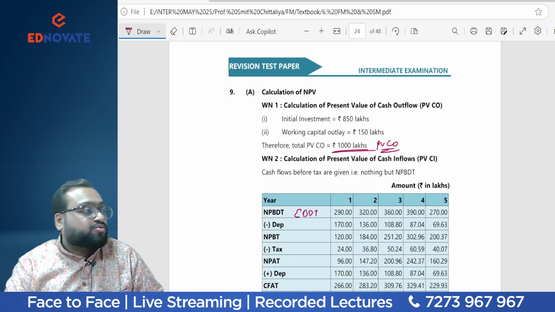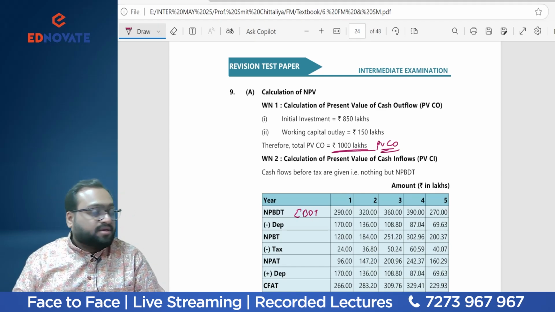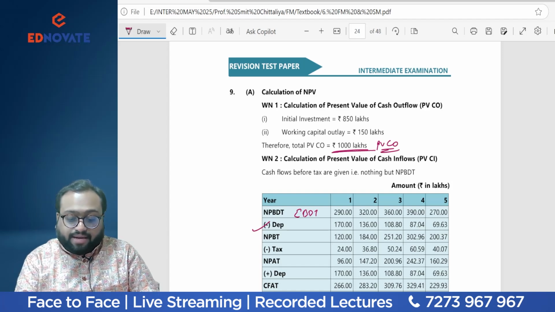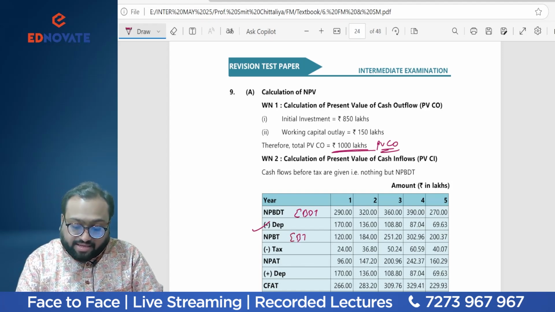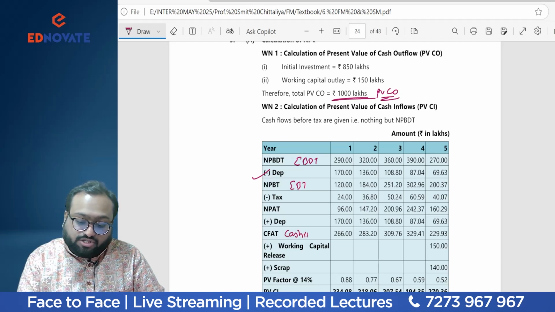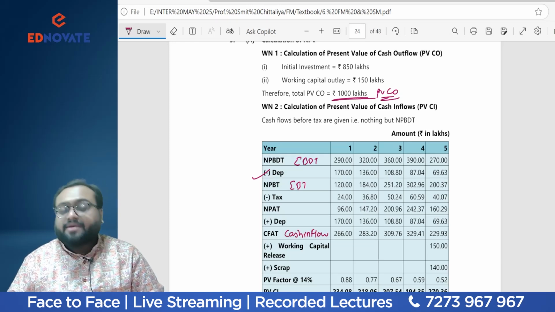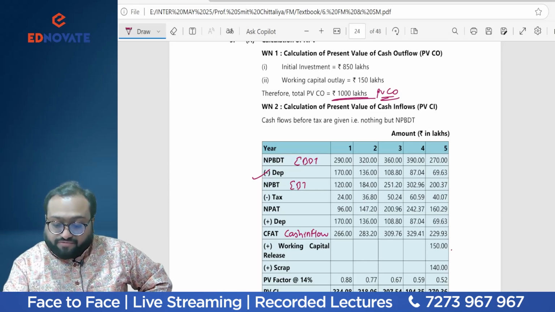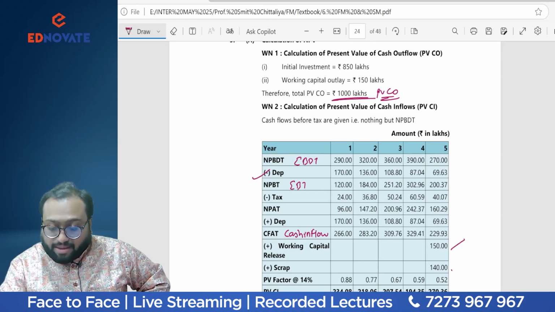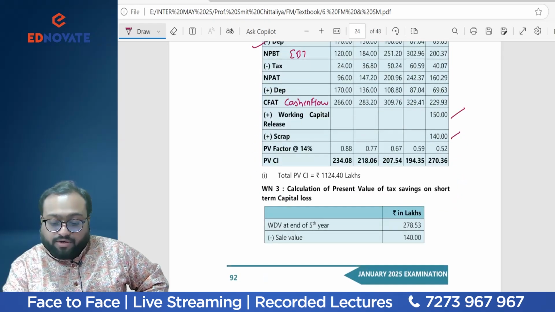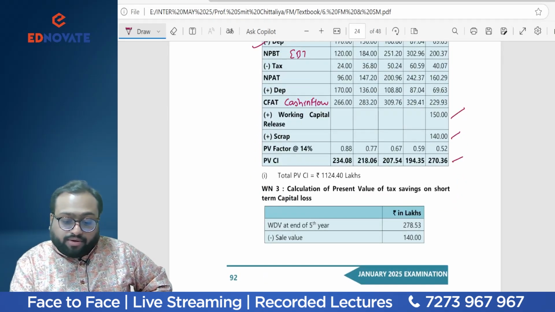Since you are direct tax students, you know about this. You will find out the depreciation. Depreciation will be reducing every year. You will get net profit before tax, less taxes, net profit after tax. Add back the depreciation to find out the cash inflow. Don't forget, at the end of the 5th year, you will be getting back your working capital, that is 150 lakhs. Also, there is a scrap of 140 lakhs that is required to be added. Am I right? And you will do the discounting at the rate of 14%.